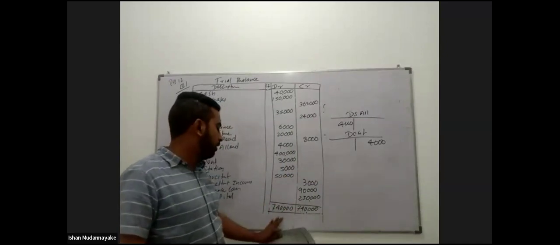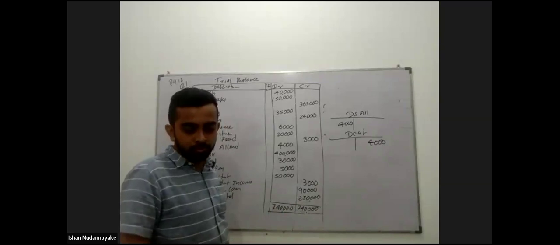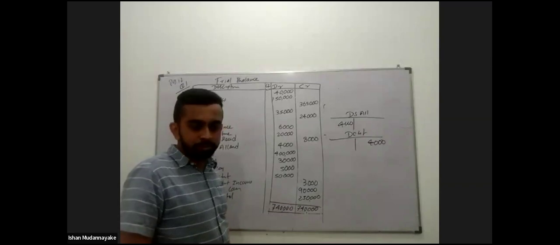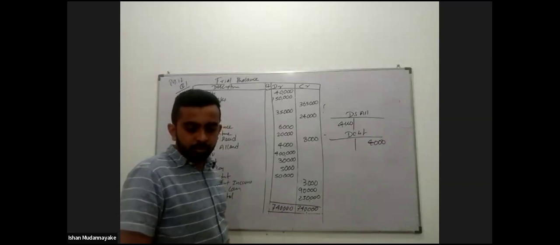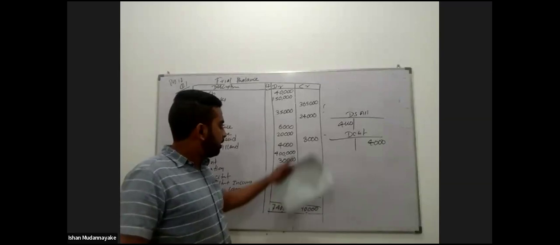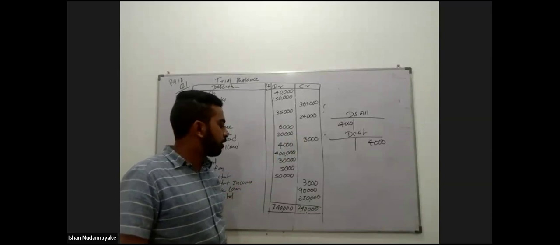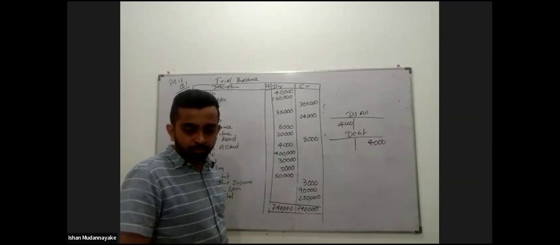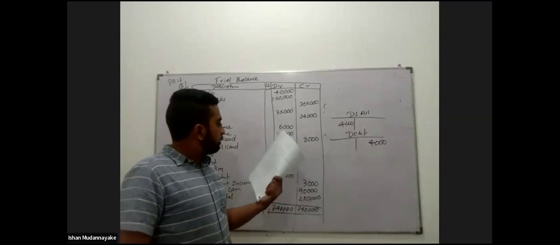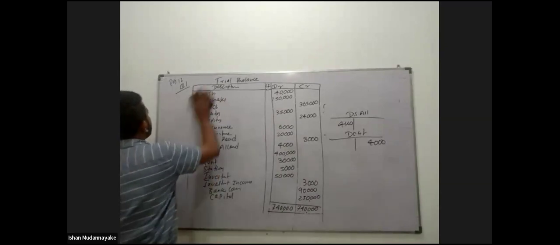From the debit side total, I deduct the credit side total, and then you can calculate the capital account balance. Alright. From the total of the debit side, deduct the total of the credit side balances, and then you can get the capital account balance. Right. Quickly start question number 2.